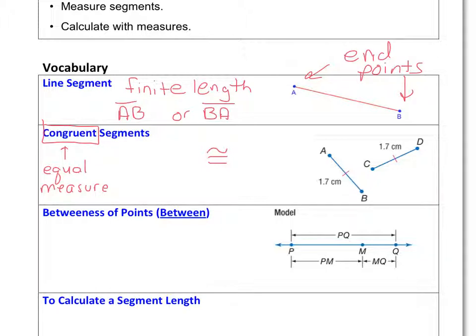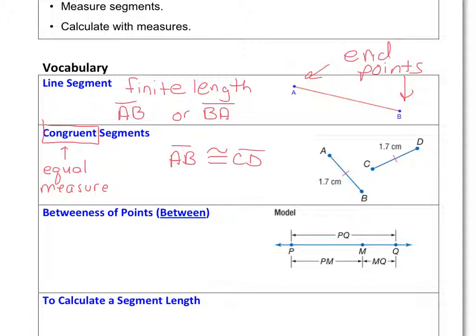And over here to the right we see segment AB is 1.7 centimeters, and segment CD is also 1.7 centimeters, so they have equal measure or equal length. And so we could write that as segment AB is congruent to segment CD. And that's how we would write that symbolically.